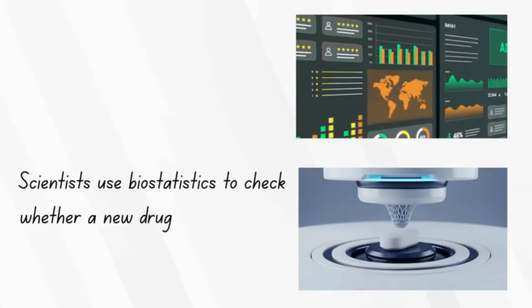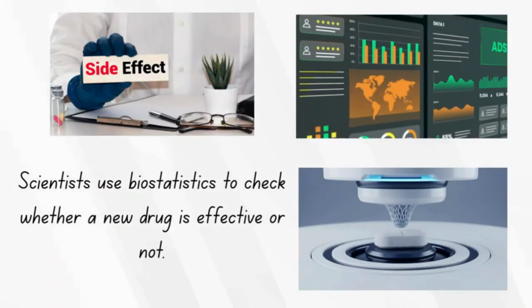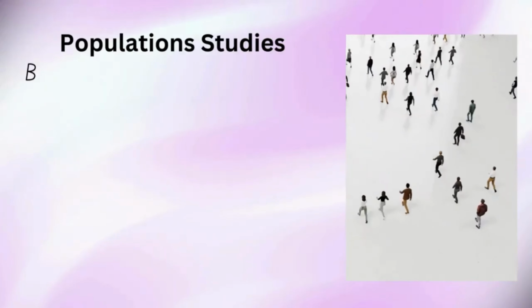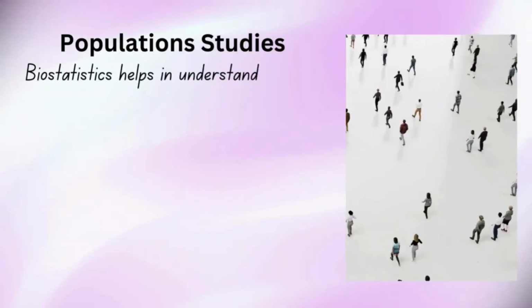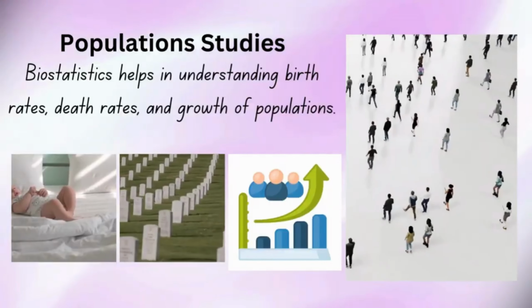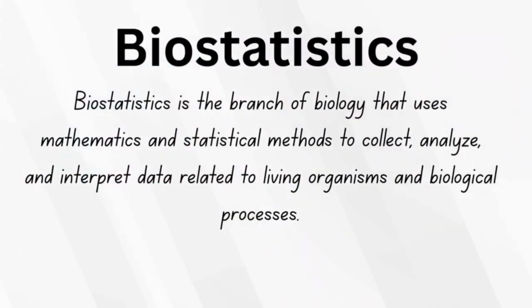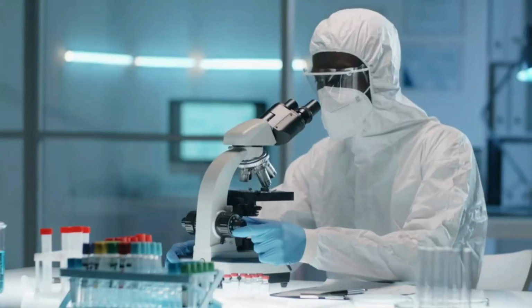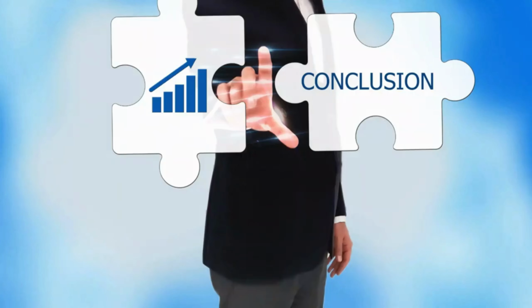Another example is testing medicines. Scientists use biostatistics to check whether a new drug is effective or not. A third example is population studies where biostatistics helps in understanding birth rates, death rates, and the growth of populations. So, biostatistics helps biology become more accurate and reliable. It allows scientists to draw correct conclusions instead of guessing.